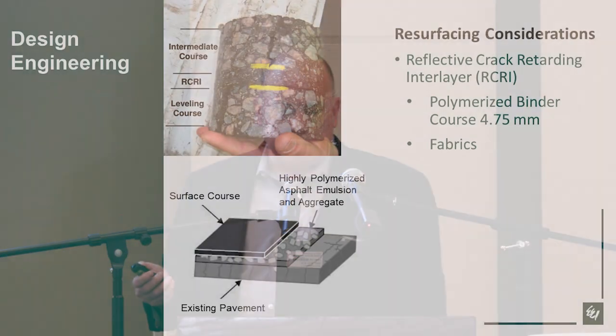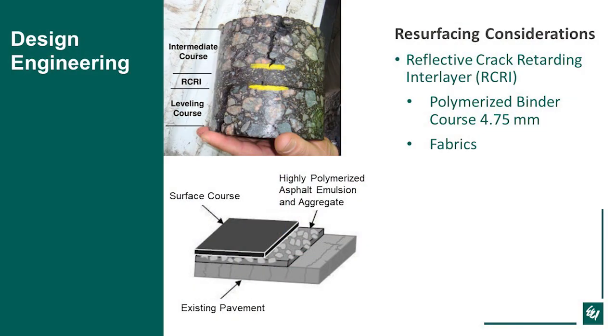Then we've got the reflective crack treatment. Between the surface and the binder, you can put a polyamide type binder or a fabric type material in between that layer that acts sort of similar to the longitudinal joint sealant. It helps keep the cracks from protruding below into the binder course of the pavement.